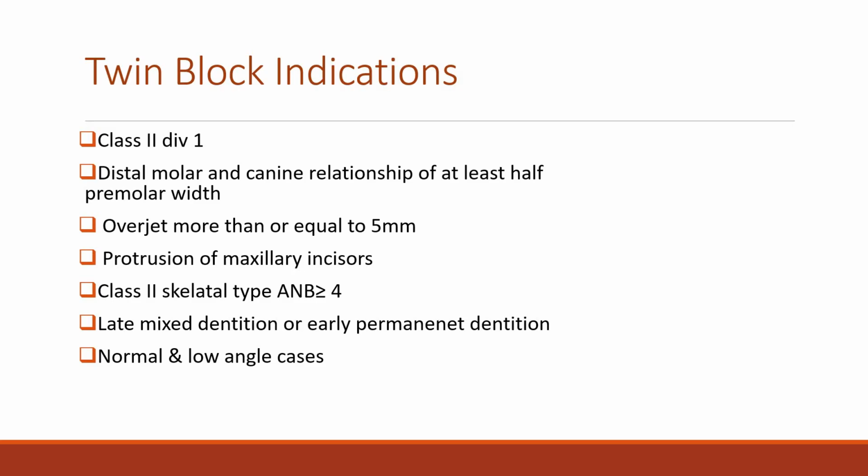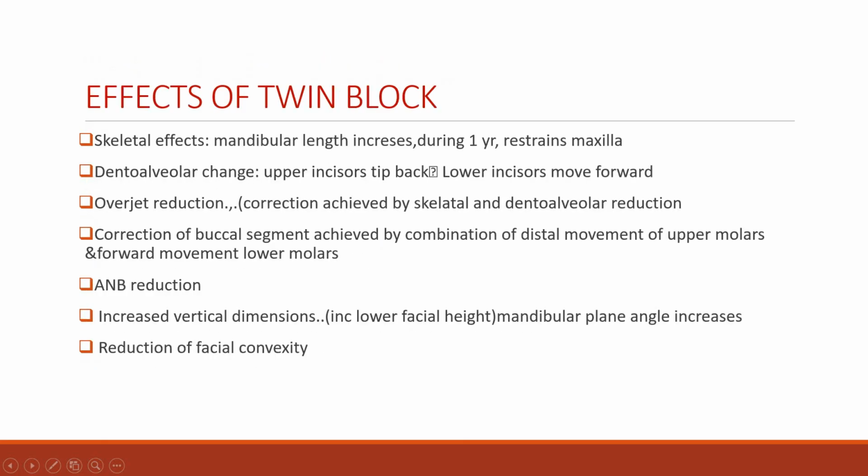And you have to remember the twin block indications: the ANB angle should be no less than 4 degrees, protrusion of maxillary incisors, overjet more than or equal to 5 millimeters, and normal and lower angle cases. Here we highlight the effects of the twin block, and most important among them, the ANB angle reduction.